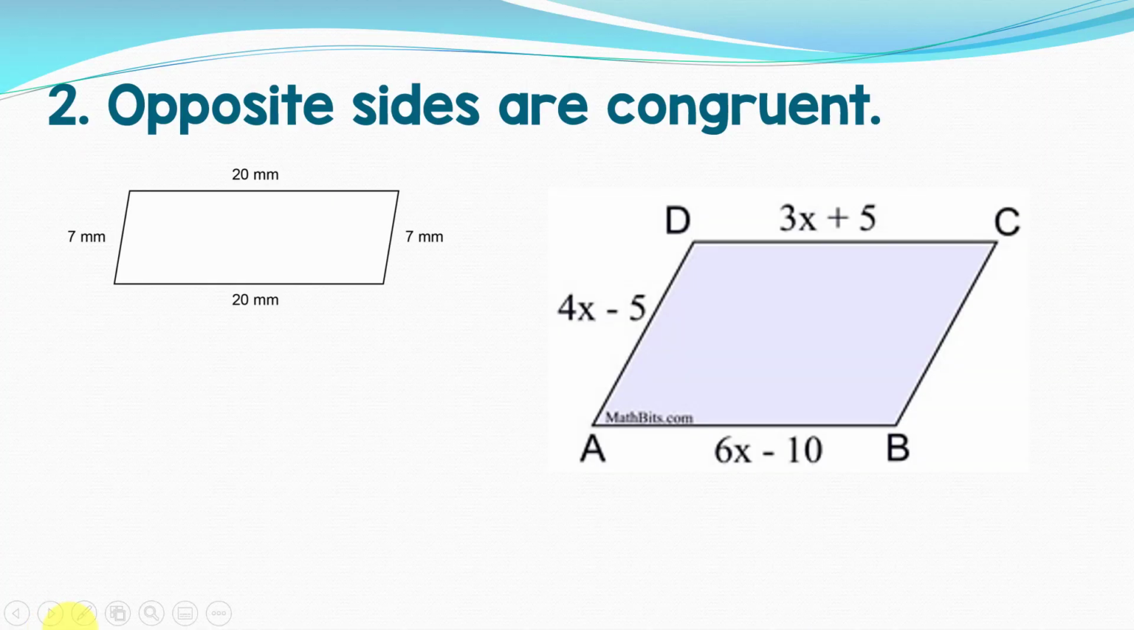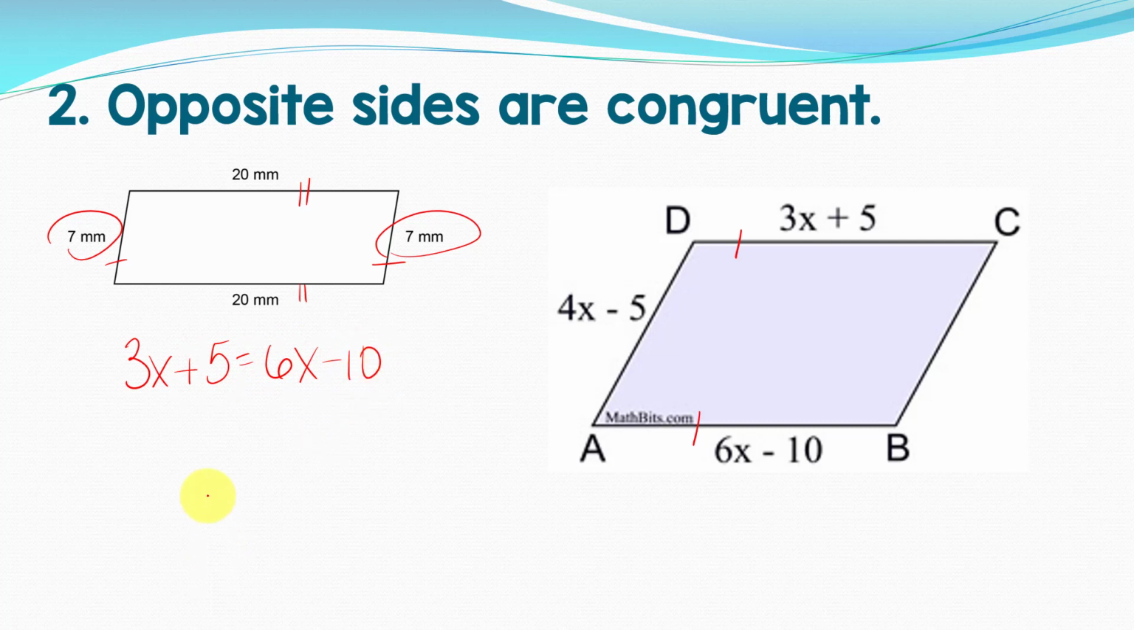All right, the next property is that opposite sides are congruent. So across from each other, we have congruence. We want to mark that congruent. Congruent has its own markings. So what we would know here is these opposite sides are congruent. And what do we always do with congruent things? We can set them equal to each other.